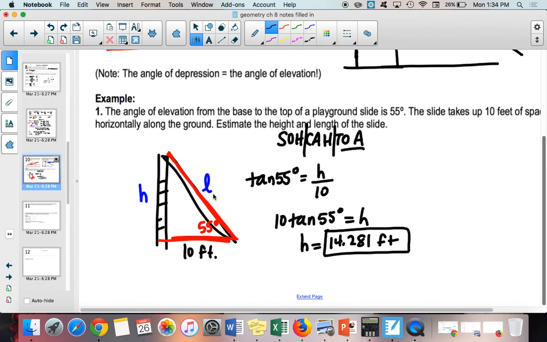Okay? So let's do it. So that's going to be adjacent and hypotenuse. So what do I want? Cosine. So I'm going to do cosine of 55 equals adjacent, which is 10, over hypotenuse, which is L. Okay, these are the ones students have trouble with. Try to find this answer on your calculator. Trust me, try to find it. Mackie, get your calculator out. Try it.